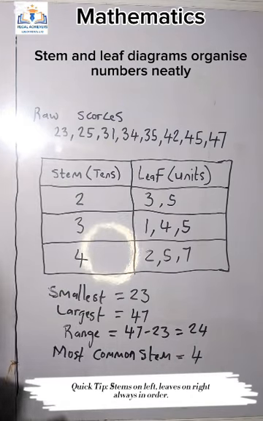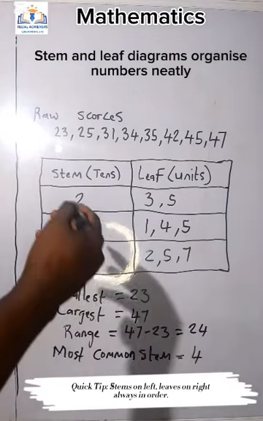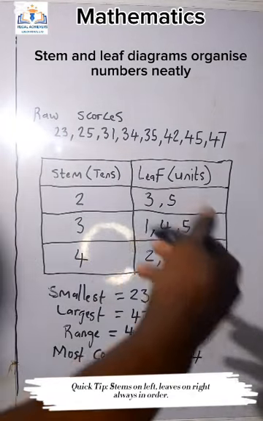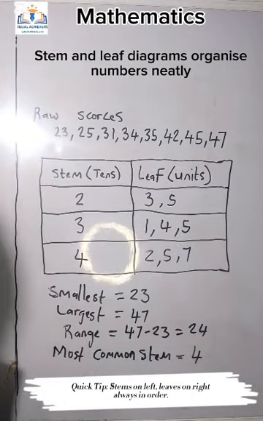So what we usually do is stems on the left, leaves on the right. Okay, so make one for this. The values are 12, 15, 21, 24, 25, 31. Okay, so arrange it in a stem and leaf diagram.